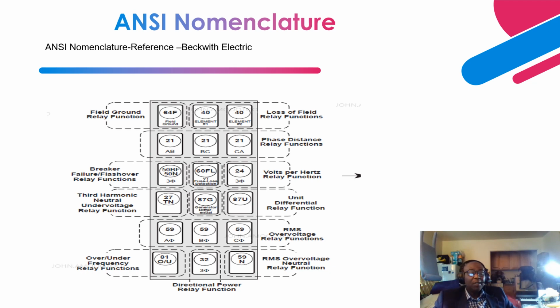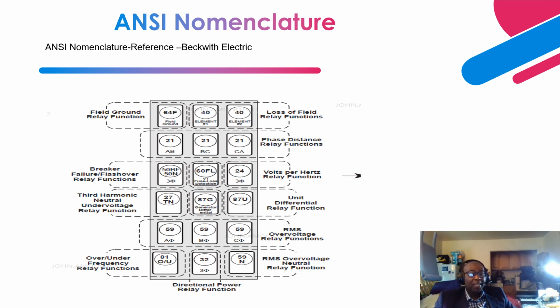Then we have 87U. So when do we utilize the 87U relay? The 87U relay is utilized when you are protecting a combination of the generator and the step-up transformer. So the 87U differential relay protects both the generator and the step-up transformer.